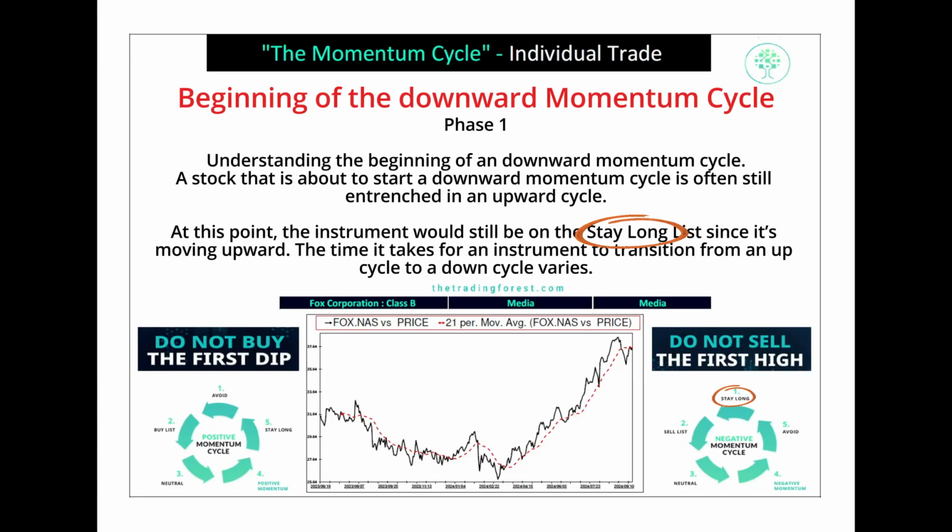Beginning of the downward momentum cycle. Phase 1. Understanding the beginning of a downward momentum cycle. A stock that is about to start a downward momentum cycle is often still entrenched in an upward cycle. At this point, the instrument would still be on the stay long list since it's moving upward. The time it takes for an instrument to transition from an upcycle to a down cycle varies.